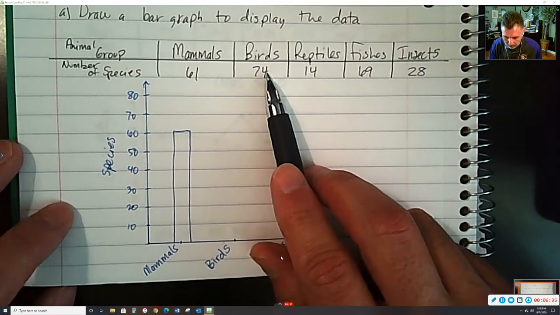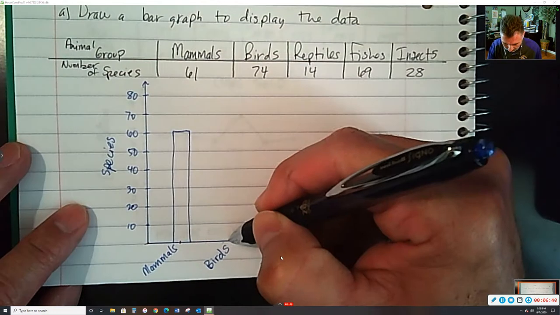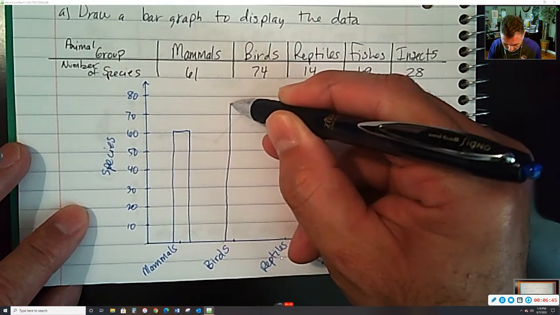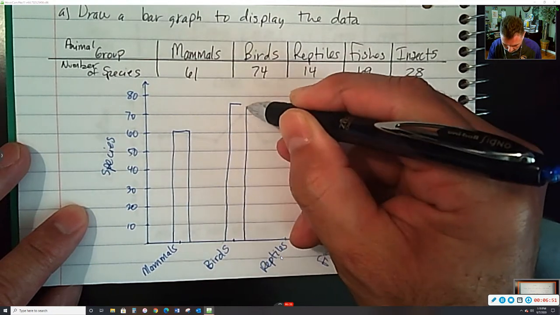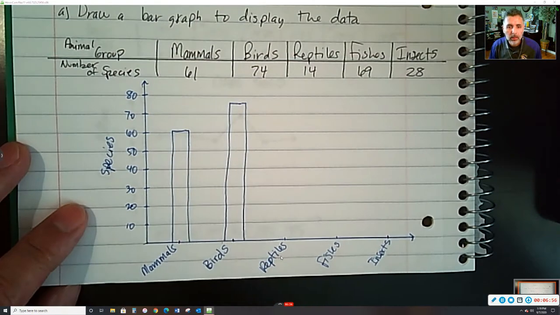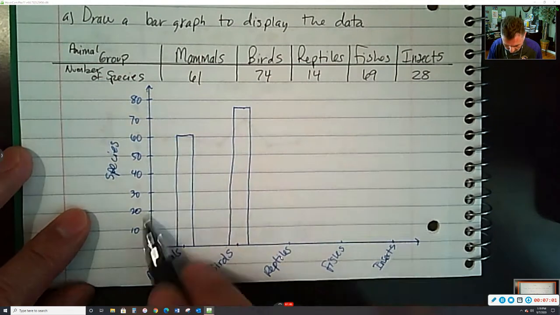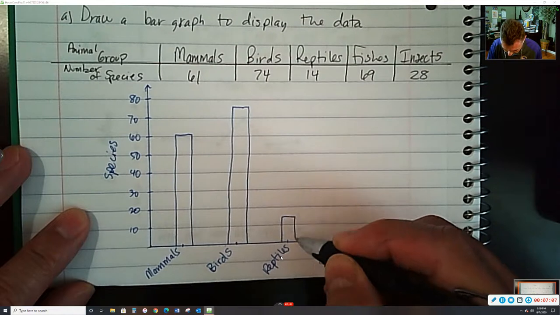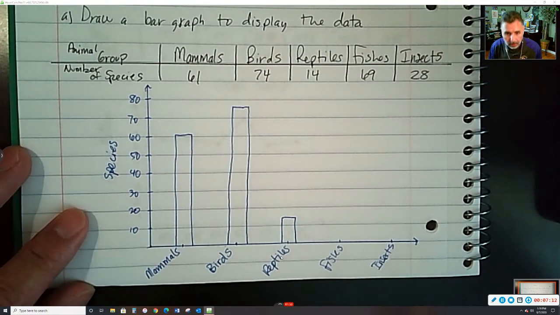So let's go with birds. Birds is going to go all the way up to 74, so that's right in here. So let me go up to 74. 74 would be right in here. And then let me kind of go up on this side. Right? And they're kind of the same width there. So let's go to the reptiles. Reptiles, there's only 14 reptiles. Good, because that keeps it nice and short. 14 is going to be right in there. Right? 14 is between 10 and 20, I would say right in there.